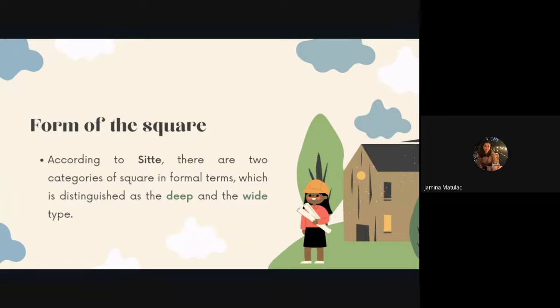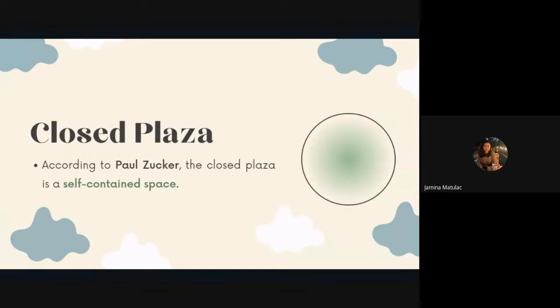For our group's discussion, we will be focusing on the closed plaza, which Zucker refers to as a self-contained space. Together with the dominated plaza, both of these fall under what Camillo Sitte classified as deep and wide type, or in simple terms, enclosed plazas. So what is a closed plaza, and how can we differentiate it from a dominated plaza?